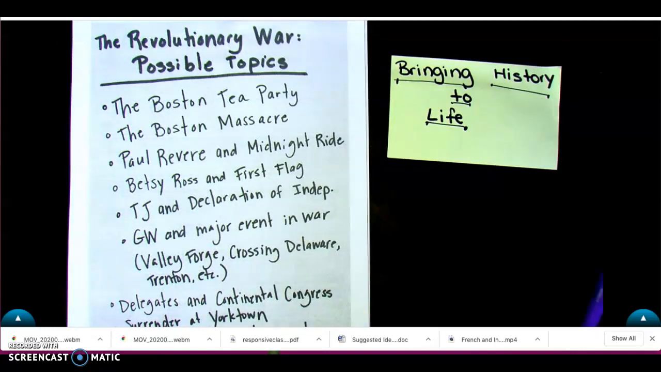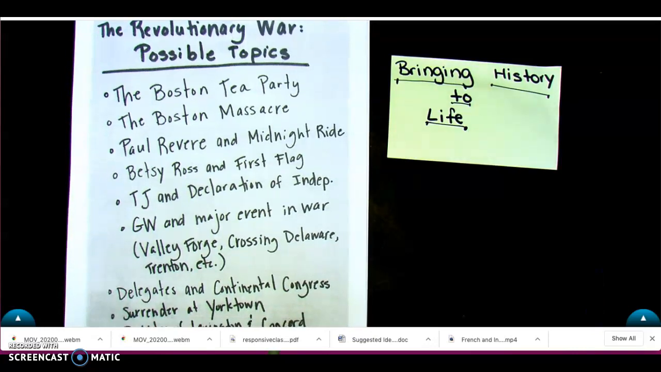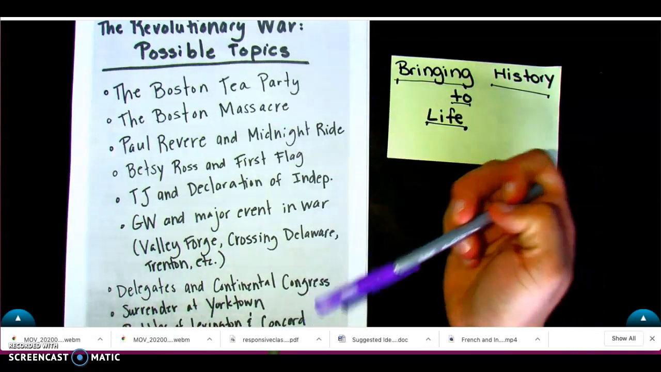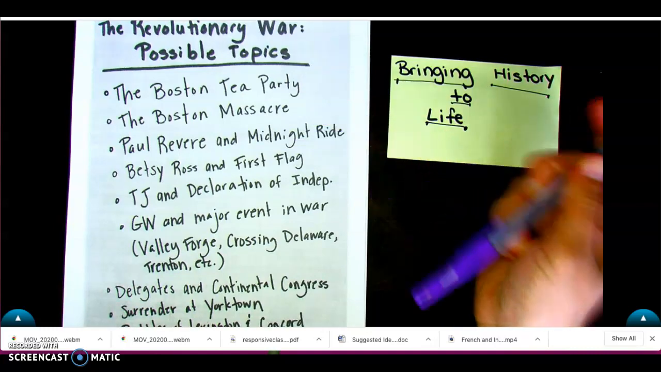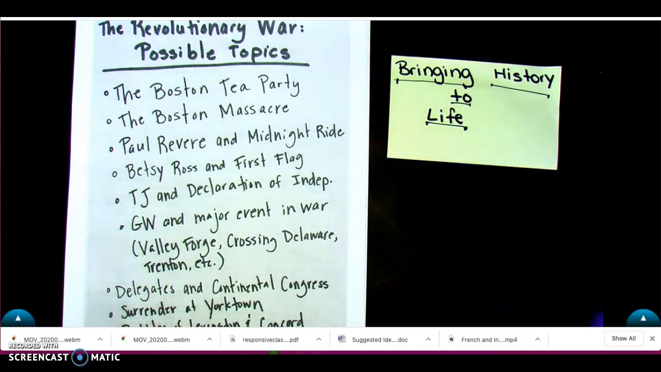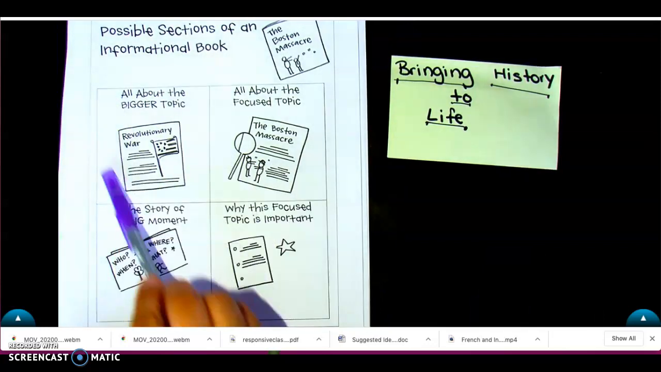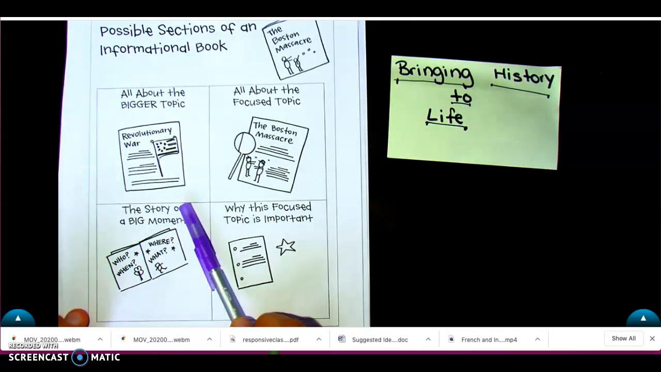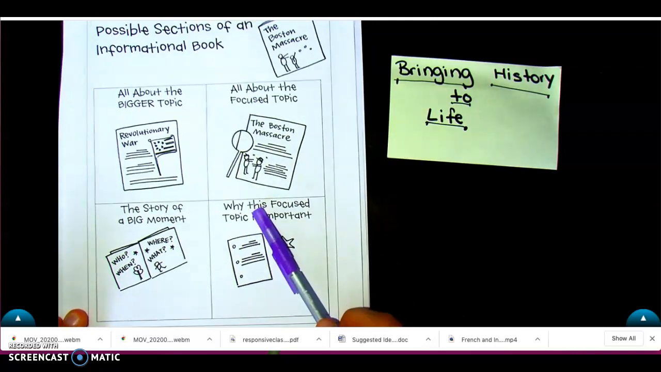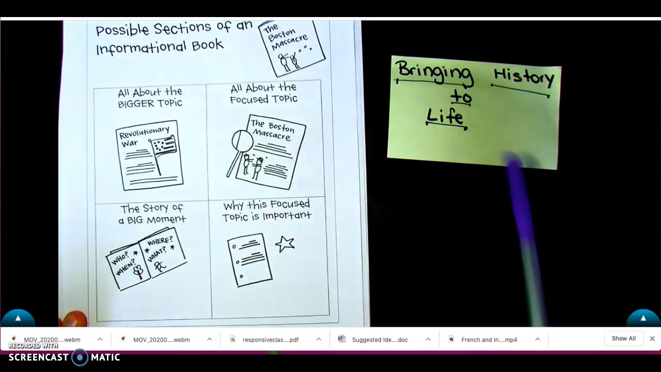So here is a list of the possible topics, right, that their chapter 2 might be about. The Boston Tea Party, the Boston Massacre, Paul Revere, okay. This will allow kids, in chapter 1, to summarize what they've learned about the American Revolution, and in chapter 2, they can go into more detail about one topic.